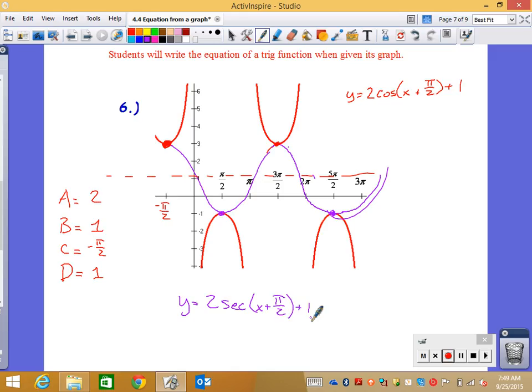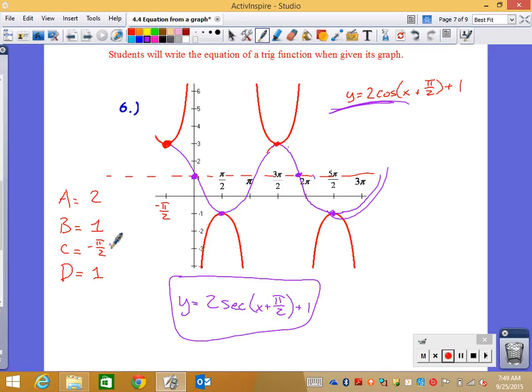plus 1. Now, you may also have decided, I'm going to start at this starting point, make a curve, go from start to end. You would eventually make a sine equation over there instead of cosine. And in that case, with a different phase shift, you would have made a sine curve. And then your final answer would have been a cosecant instead of a secant.